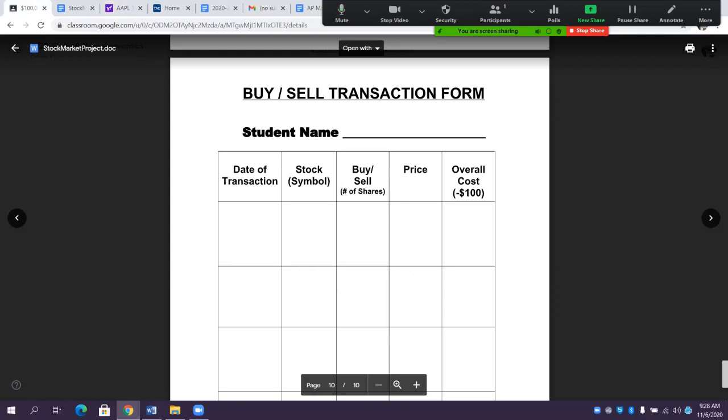And you must send me, number one, the buy-sell transaction form. Number two, you must show us how that affects your cash reserves. And lastly, you must send us a screenshot. And this should all be done through an email.